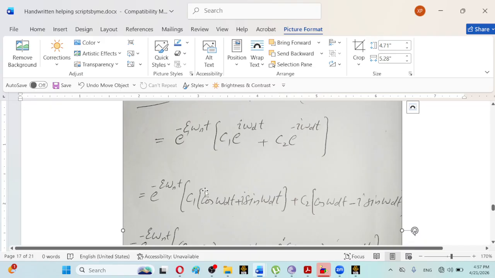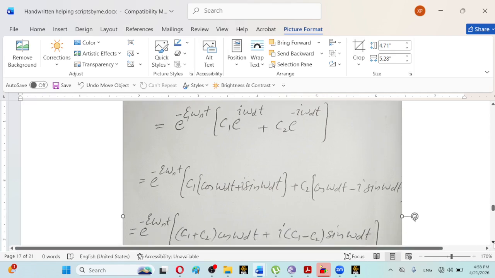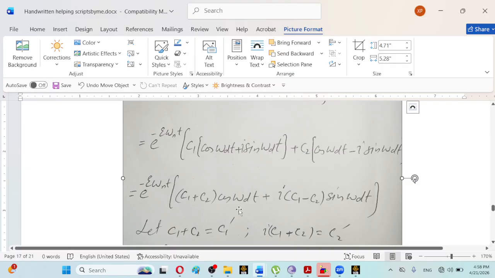Using the Euler formula, we can write C1 into e^(iωd t) as cos ωd t plus i sin ωd t, and similarly C2, because it is minus iθ, so cos ωd t minus i sin ωd t. After that, we will common out the cos ωd t terms and the sin ωd t terms, and this will be equal to (C1 plus C2) cos ωd t plus i (C1 minus C2) sin ωd t.